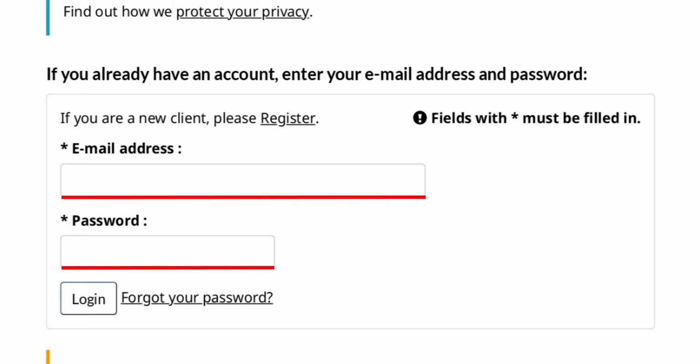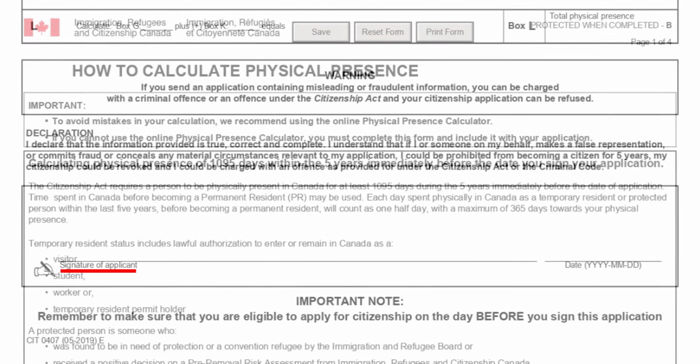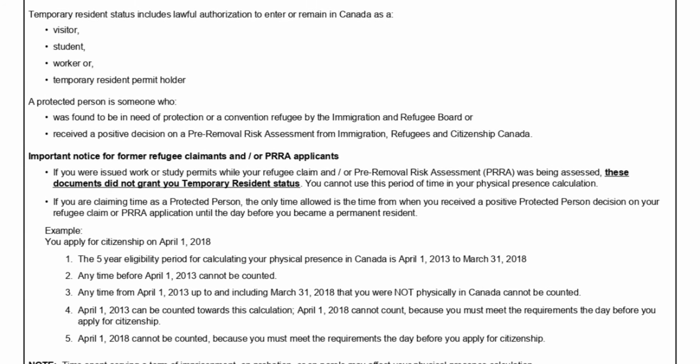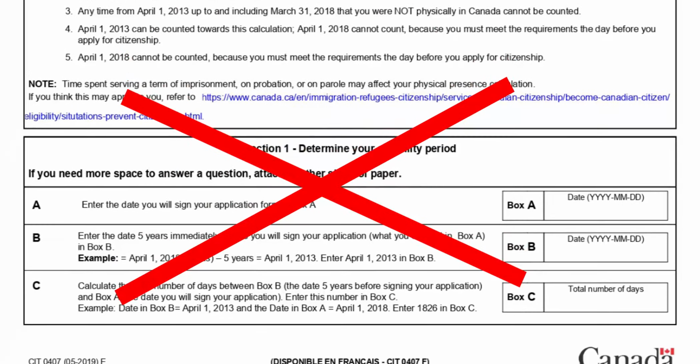Before submitting, make sure that the following dates are all the same: date of application used in this calculation, date of signature on this physical presence calculation printed out, and date of signature on the form for application for Canadian citizenship. Please note that in case of any miscalculation of the days of physical presence, your application will be refused and the fee will not be refunded.